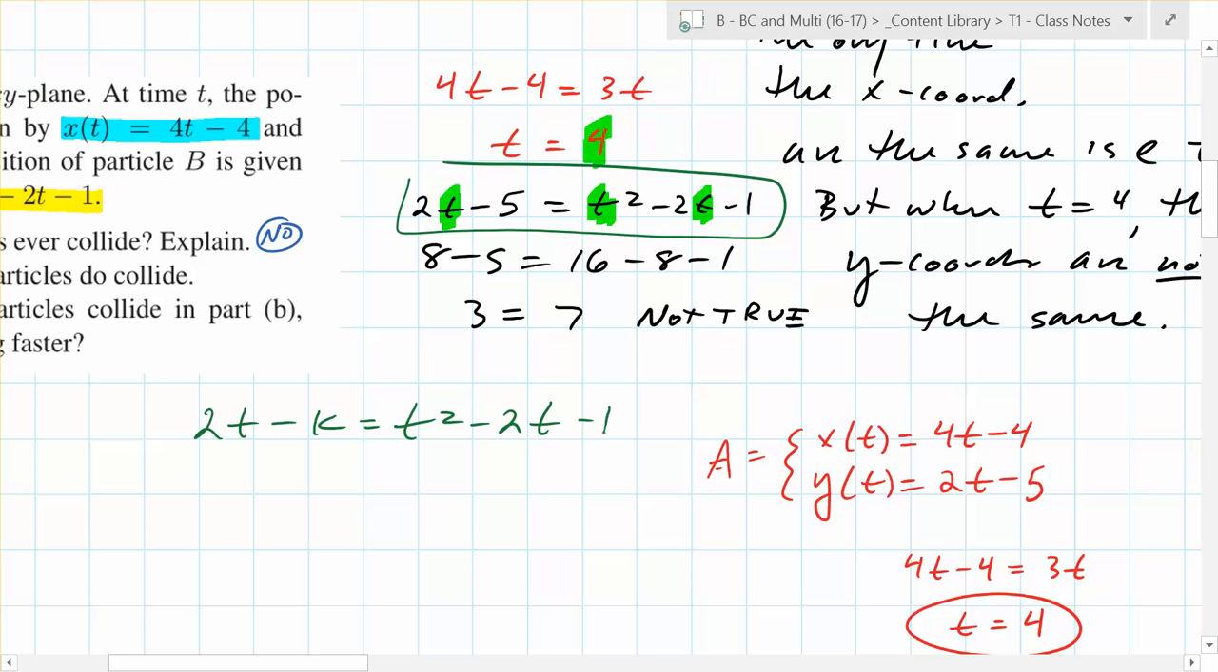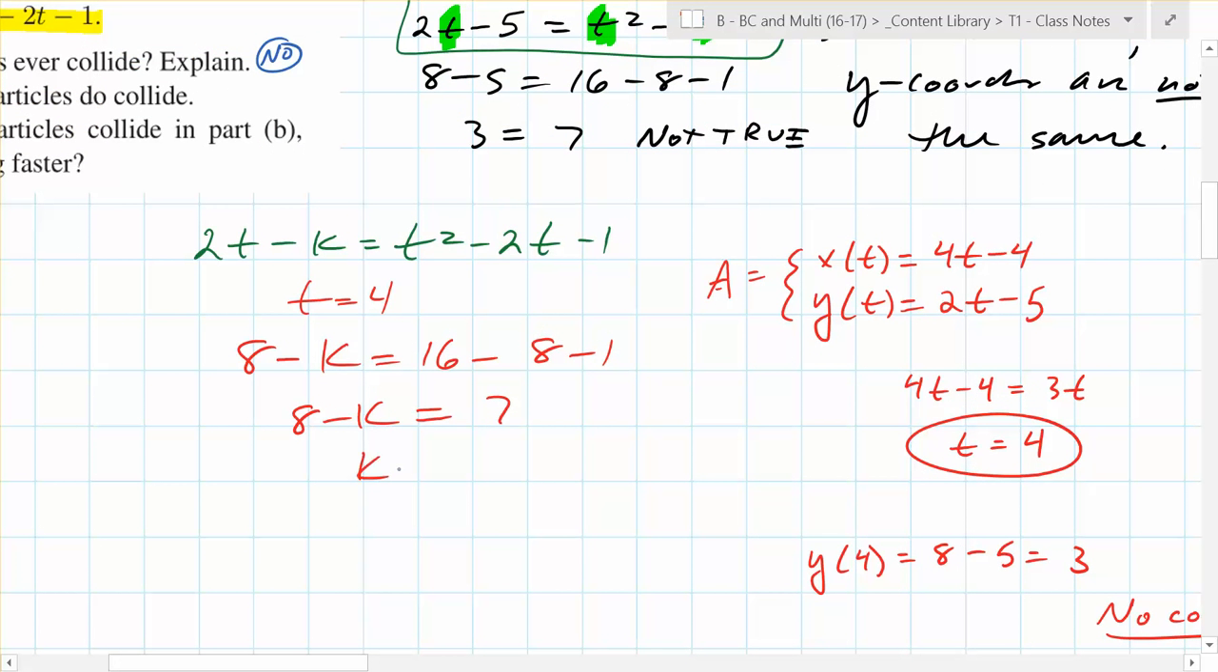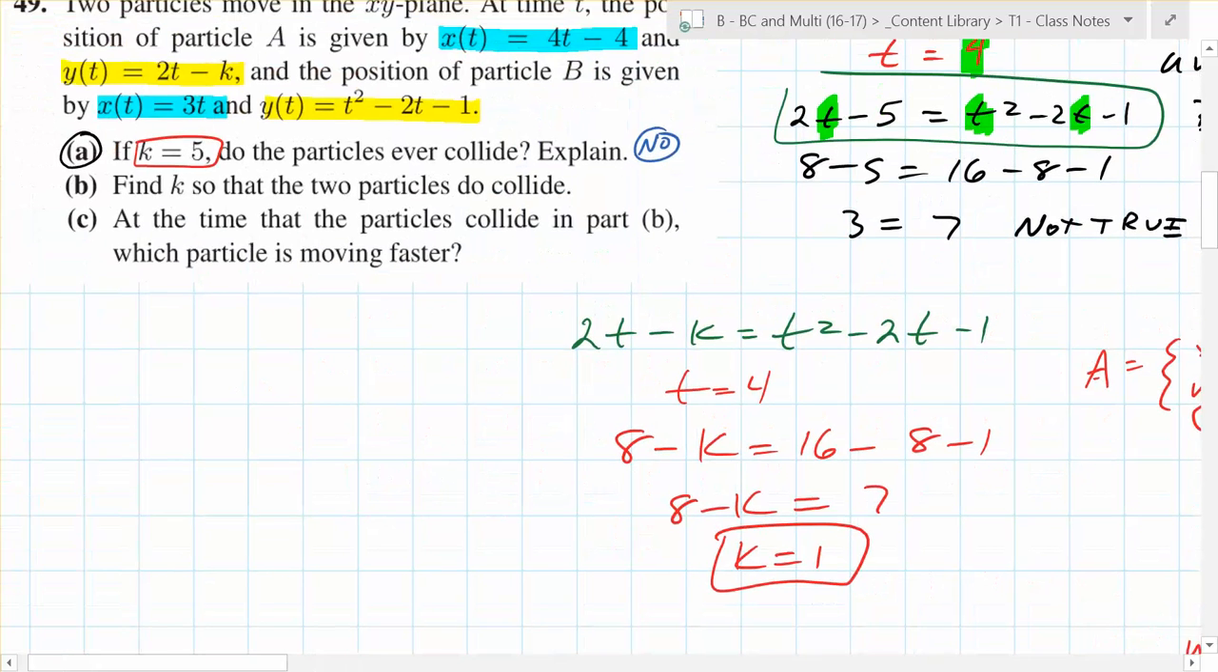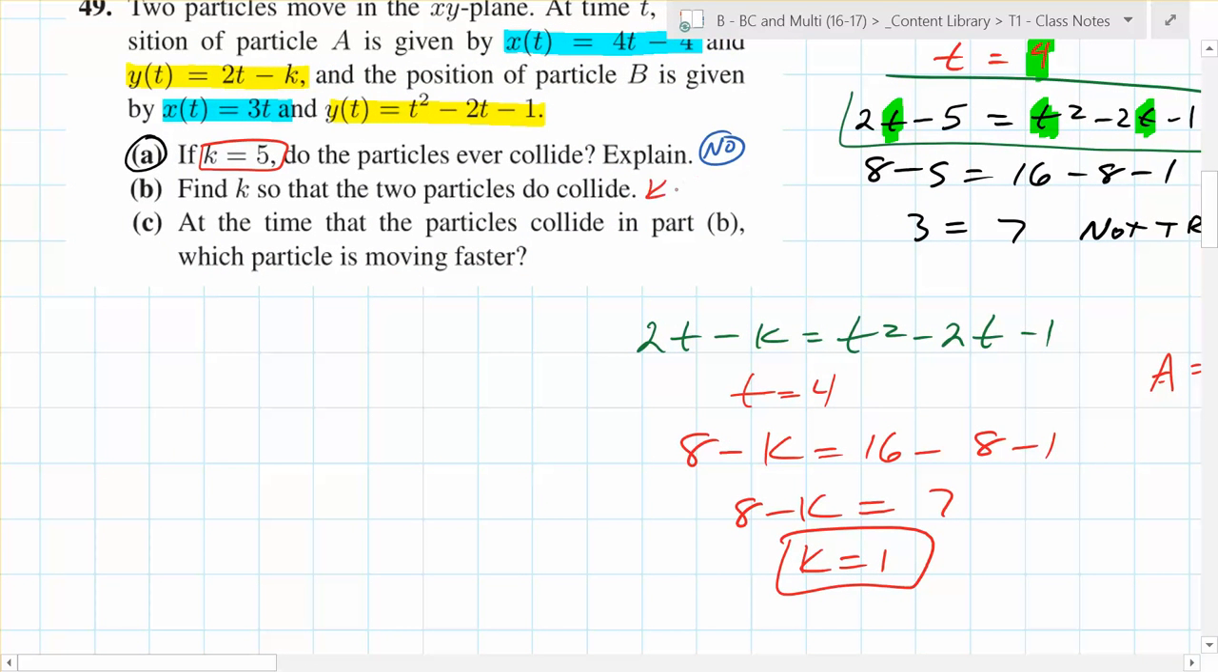Instead of plugging in k equals 5, what do we plug in for t? We want t equal to 4. So we have 8 minus k is equal to 16 minus 8 minus 1. So 8 minus k has to equal what? So what does k have to be? 1. So the only value of k that causes them to intersect is when k is equal to 1. So that's k equals 1.